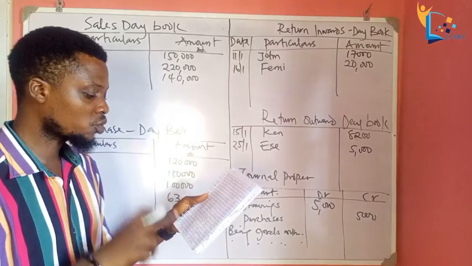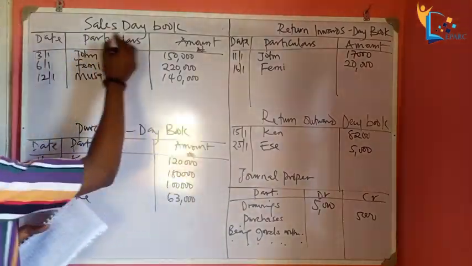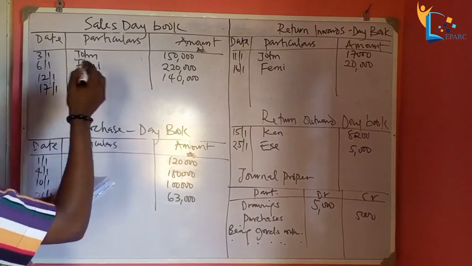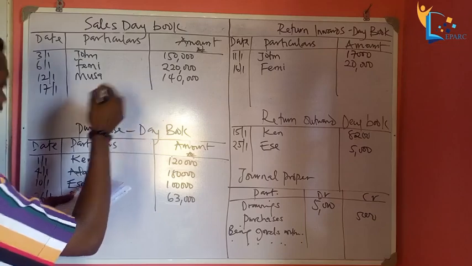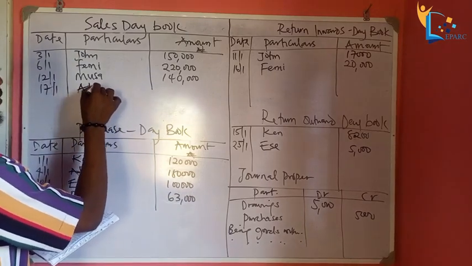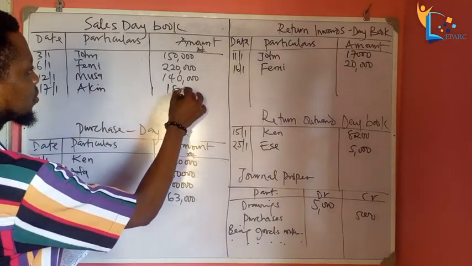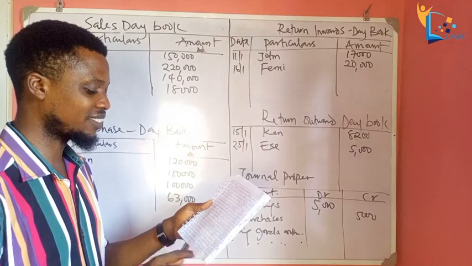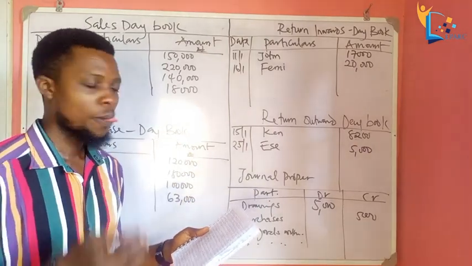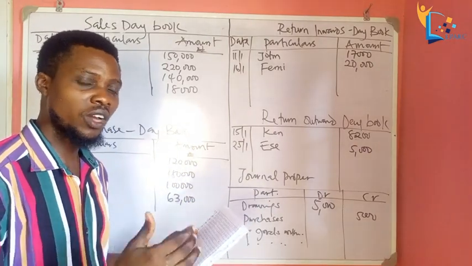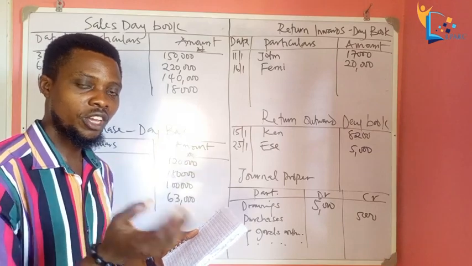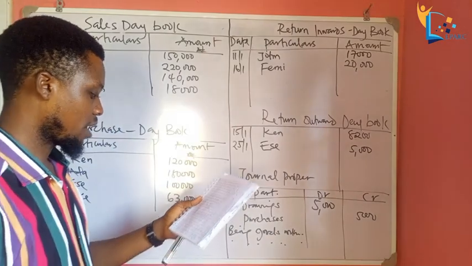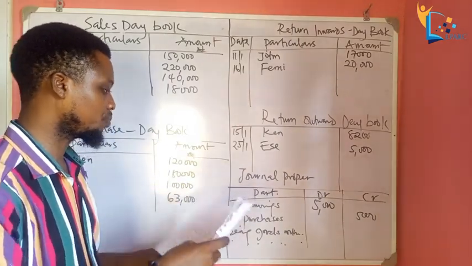So that 18,000 will be recorded here: 17th, to Akin, 18,000. When you deduct 2,000 from 20,000, you're left with 18,000, so that is the net value. Remember I told you, with trade discount, you don't record the discount value. You only record the net value. All right, so that's that. Then the next question.